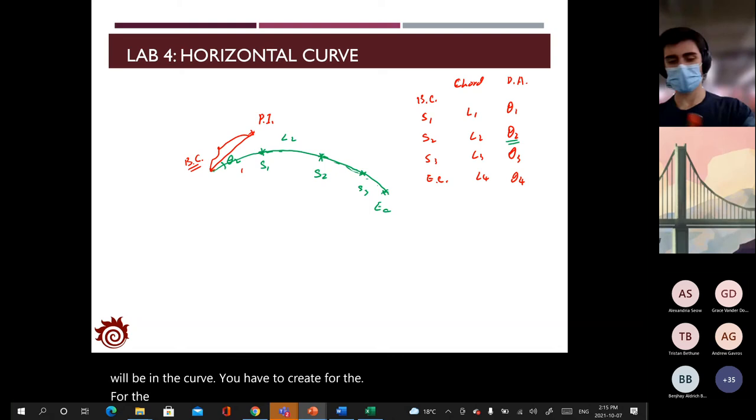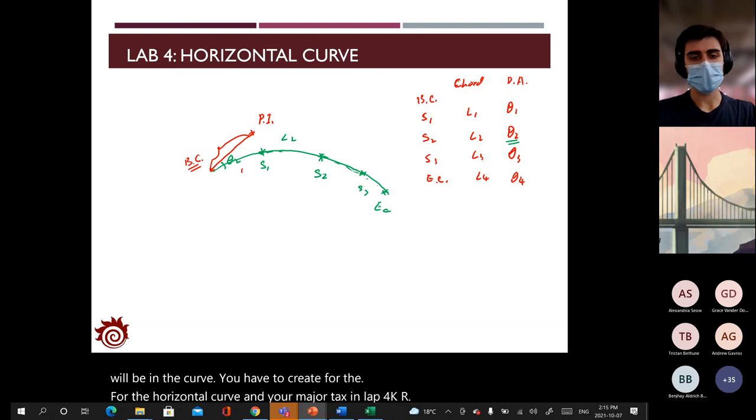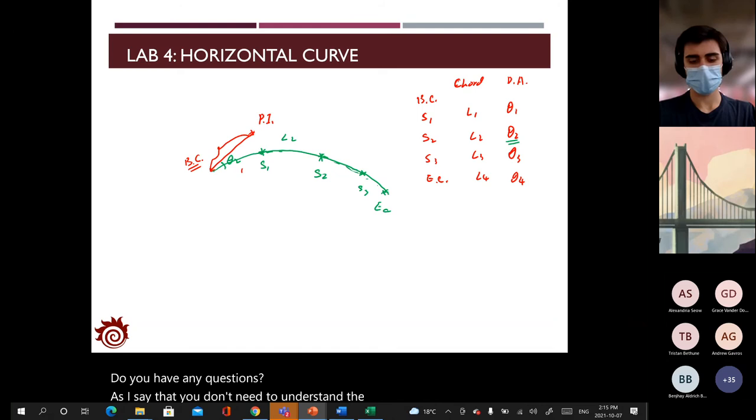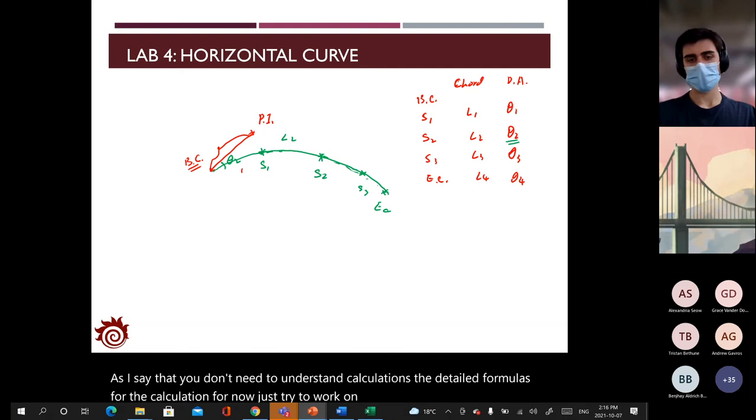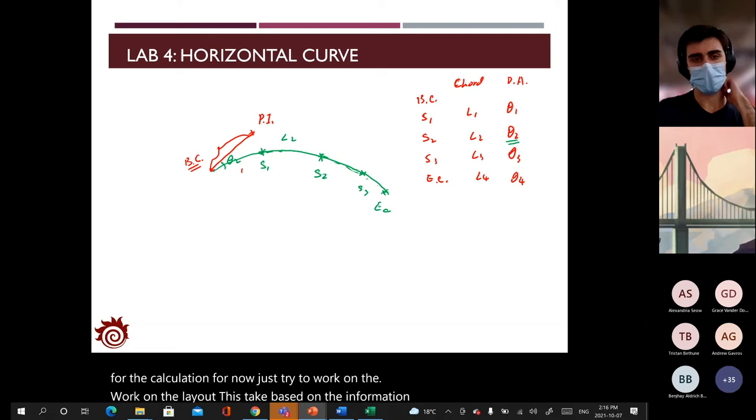Okay, do you have any questions? As I say, you don't need to understand the calculations, the detailed formulas, for now. Just try to work on laying out the stake based on the information you calculated from the lab four template.